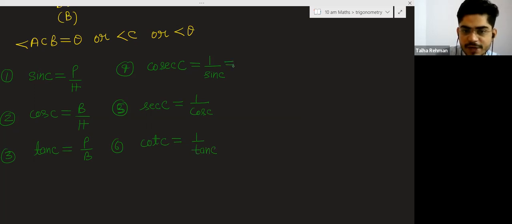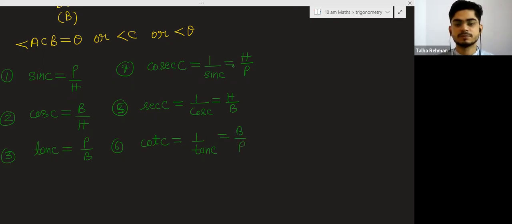So if you want to calculate 1 upon sin C, this will become h divided by p. Earlier, this is p by h. When you do the reciprocal of this, you will write hypotenuse divided by perpendicular. For this, you will write hypotenuse divided by base. For this, you will write base divided by perpendicular. So these three you have to remember.